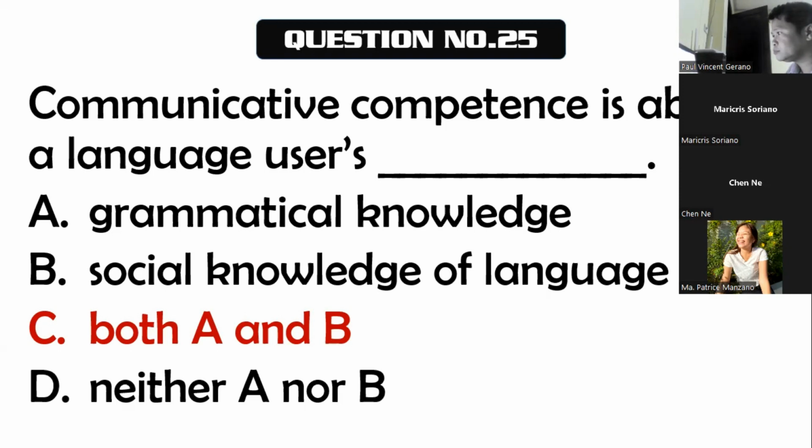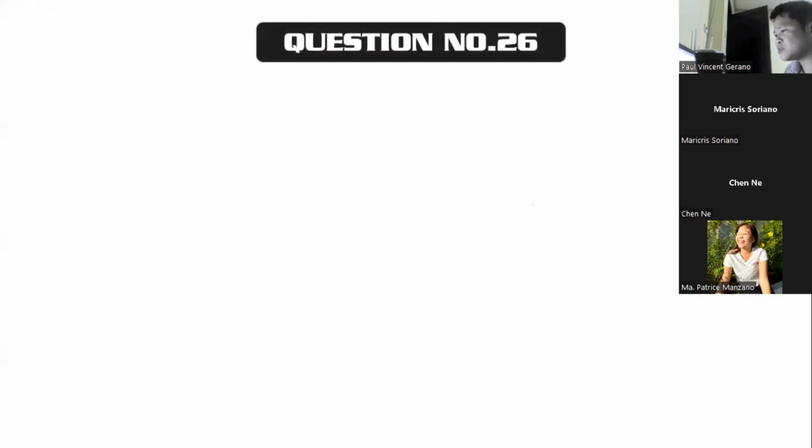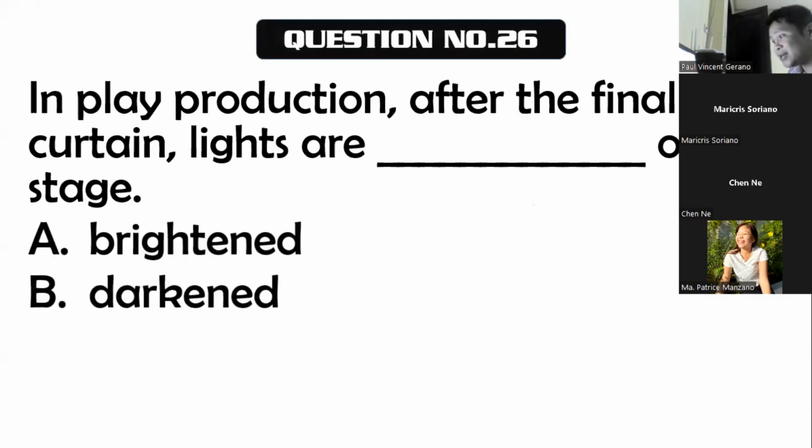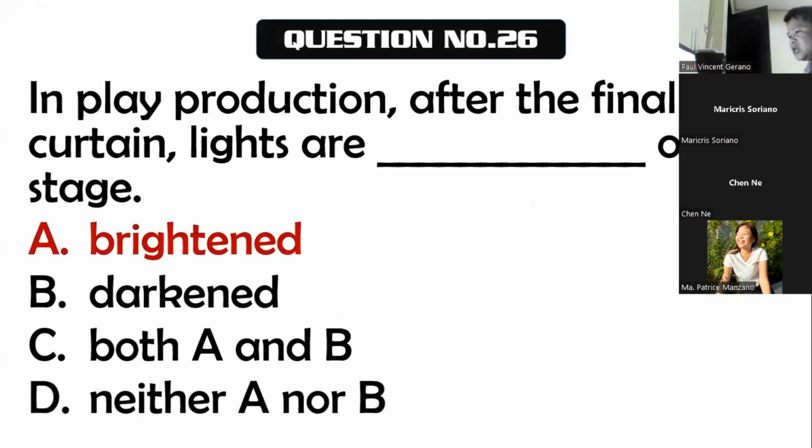Let's continue. 26. In play production, after the final curtain, lights are A, brightened on the stage, B, darkened on the stage, C, both A and B, D, neither A nor B. The correct answer is already there, brightened. After the final curtain, lights are brightened. Letter A. Kasi why brighten? Because end of the presentation na, end of the play, and ipapakilala na ang mga actors, right? And members of the crew. So dapat bright na yung stage.